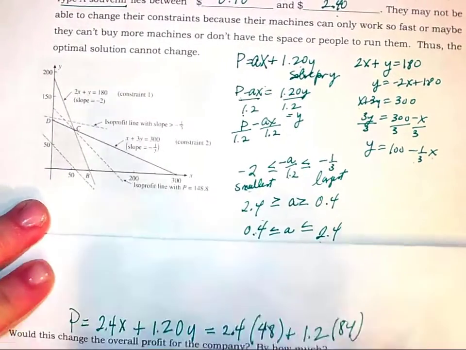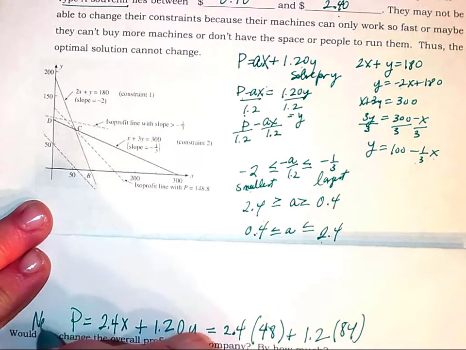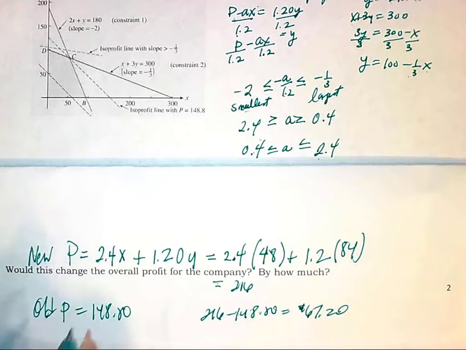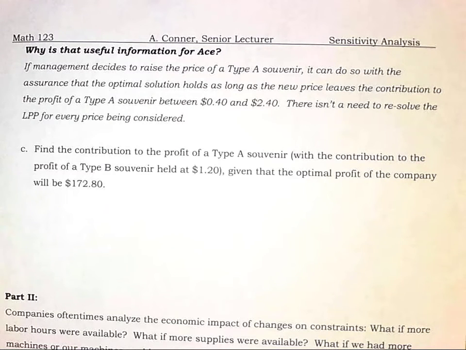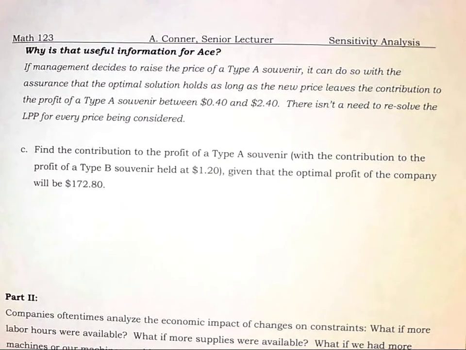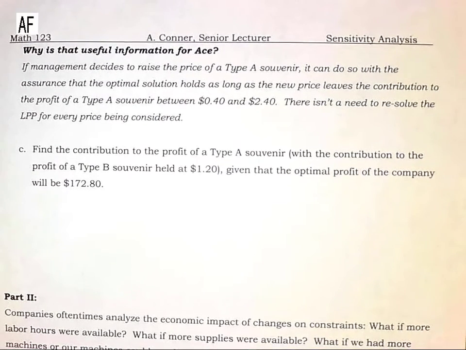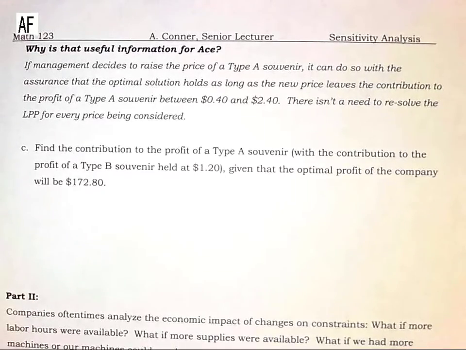So by how much did it increase? Well, before, so this is the new P. Yeah, so all I did is compute the new P, the old P, and then do the subtraction. So they know as long as they hold their price in between that 40 cents and 2.40 per type A souvenir, they're not going to have to solve every single LPP from $1 all the way up to $2.40. That would be very tedious to have to do.